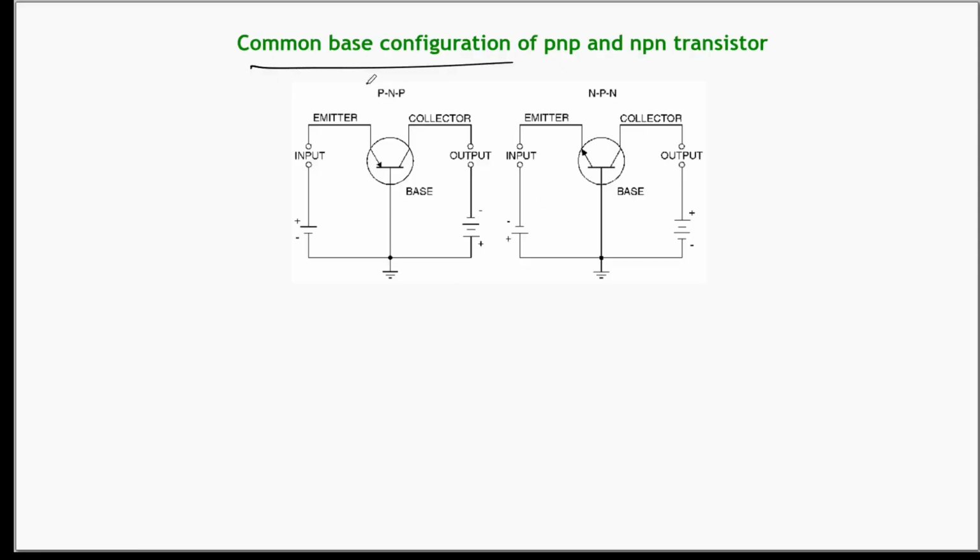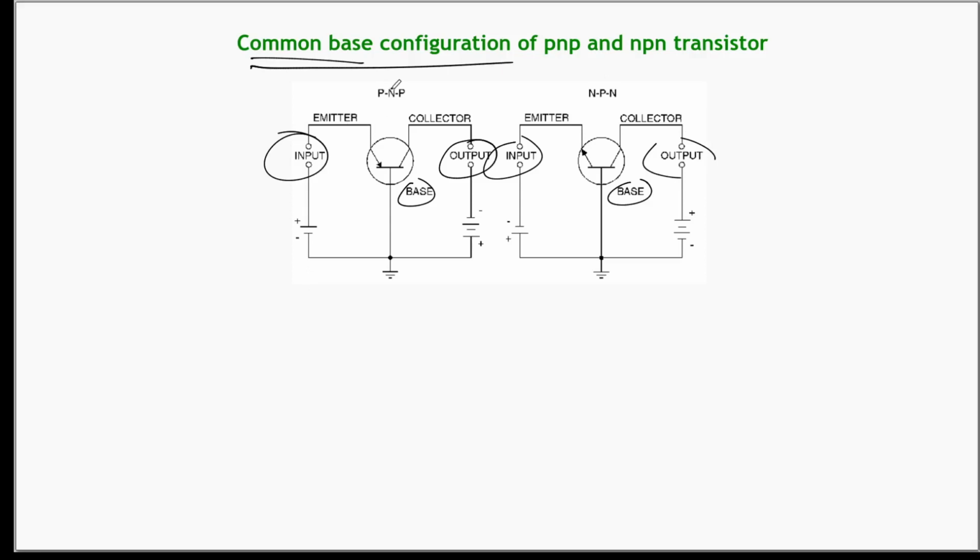Now we shall look at the common base configuration of PNP and NPN. So the terminal that is common between input and output should be the base. This should be the common. Base is common between the input and the output. The condition is EB should be forward biased and CB should be reverse biased.